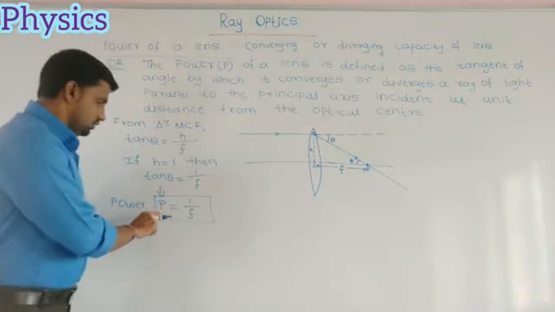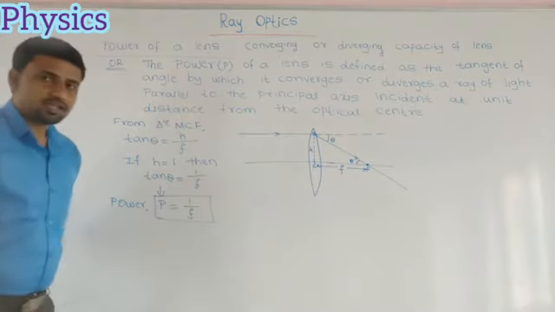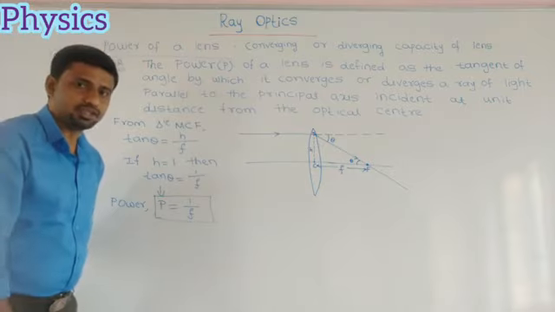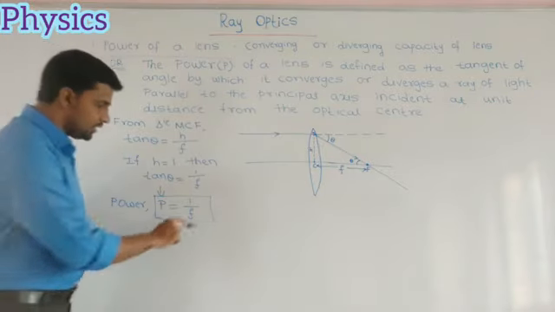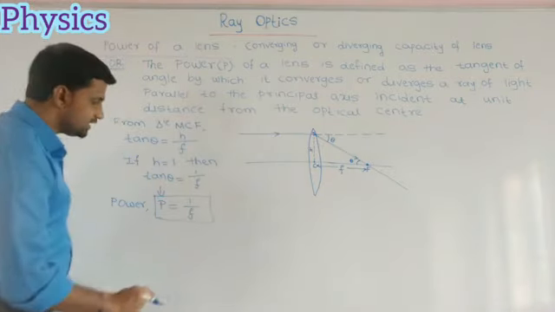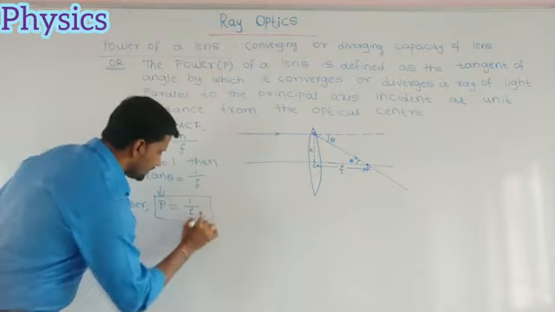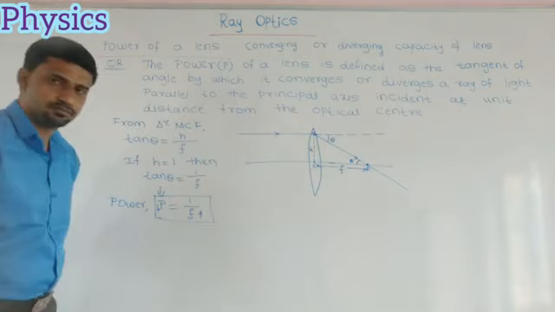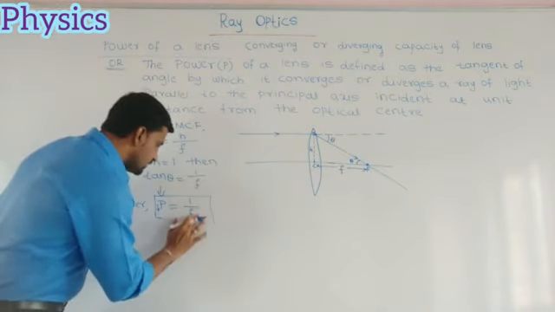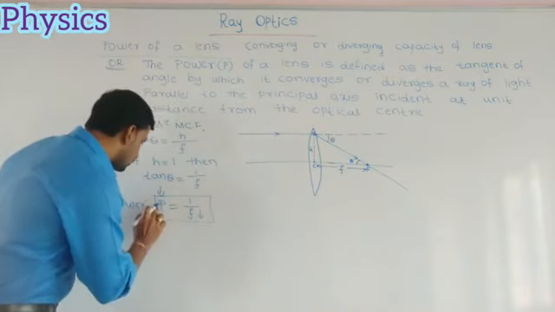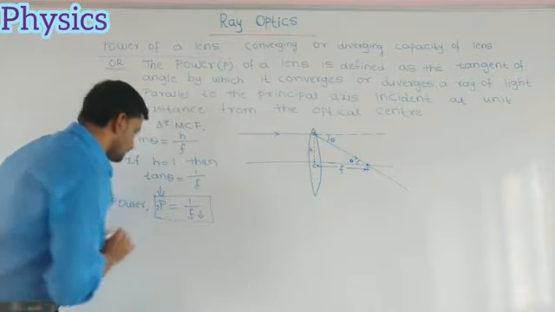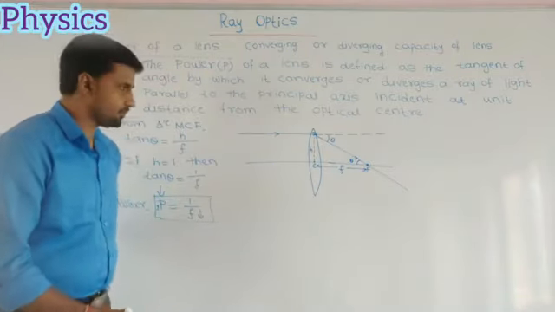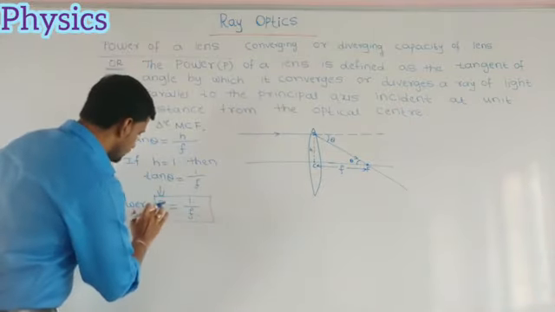See here, the power and focal length of a lens are inversely proportional to each other. That means if the focal length of the lens is more, then the power of the lens is less. If the focal length of the lens is less, then the power of the lens is more. They are inversely proportional to each other. Now let us see about this one.